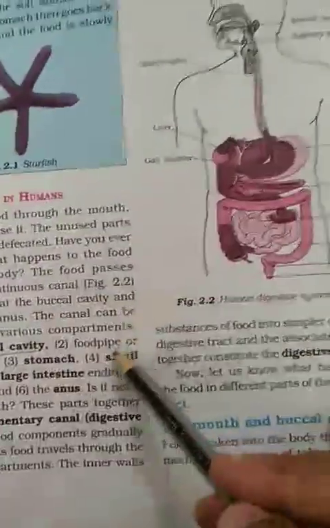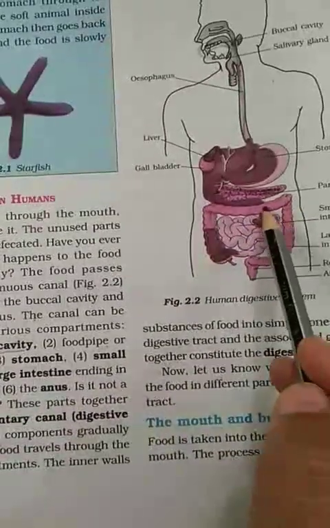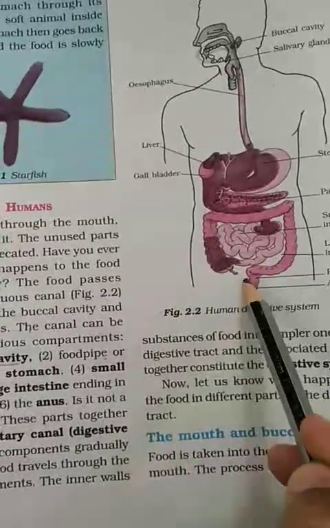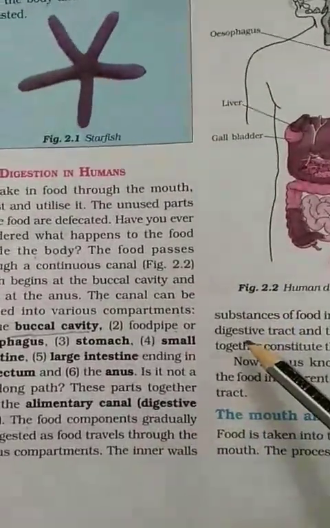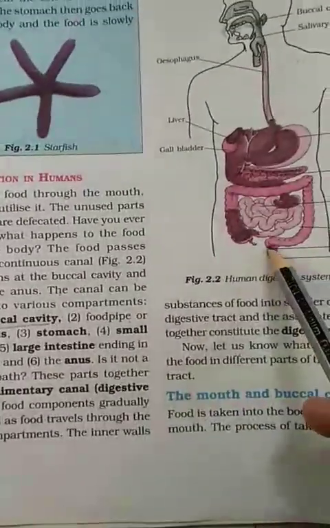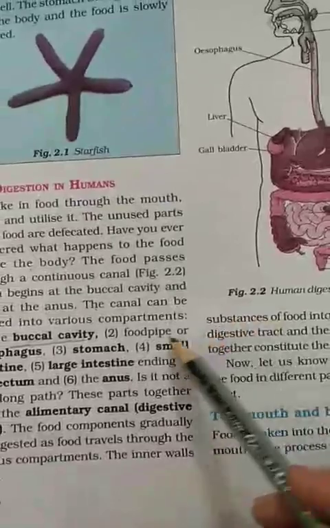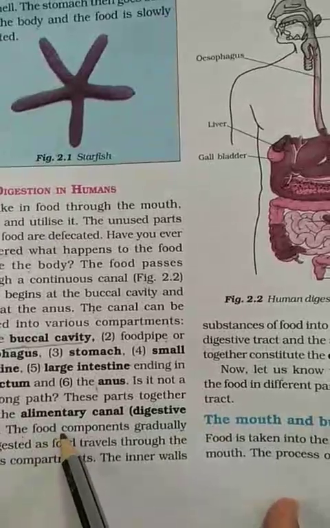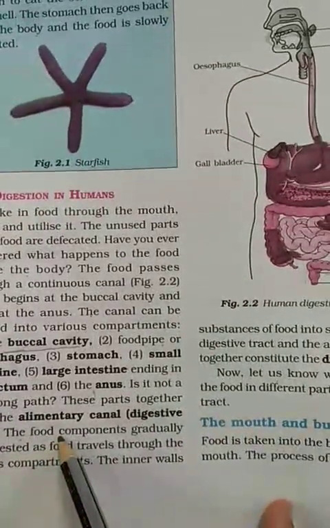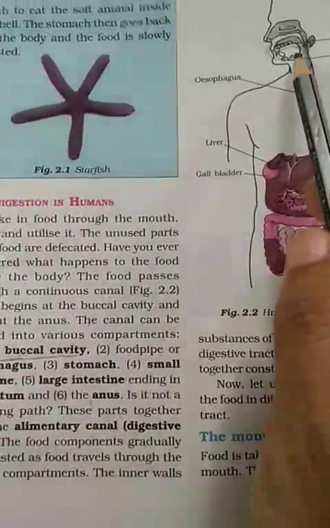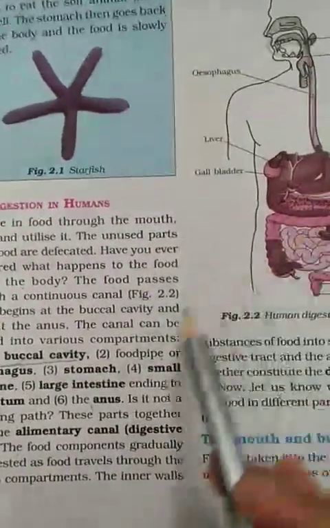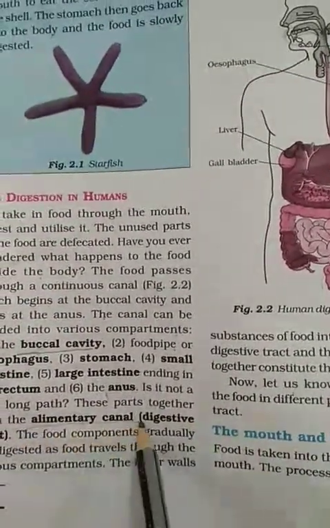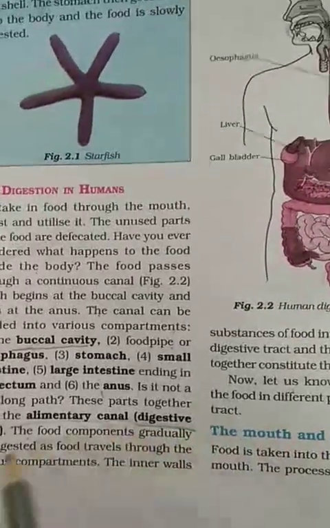Then after there is the small intestine, and this is the small intestine and this is the large intestine, ending in the rectum, and this is what is known as the rectum, and the anus. It is not a very long path, is it? Because there are so many organs involved in the digestive system. These parts together form the alimentary canal, also known as the digestive tract.